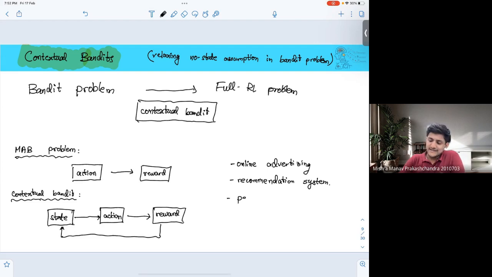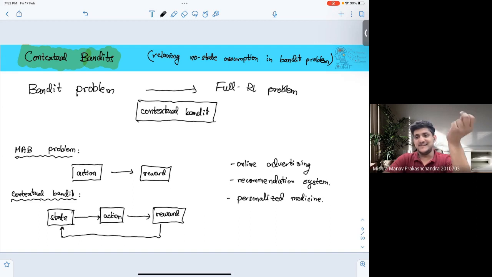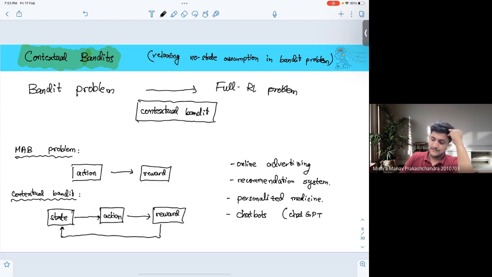One could be, say, personalized medicine. Okay, so for a doctor, each patient is similar to a bandit. Okay, so the doctor wants to cure you. So based on your previous history, your past history, and so on, they'll prescribe you medicine which is apt for you. Okay, so this is another such example. Maybe something like chatbots. Okay, for example, ChatGPT. As you keep on providing it more and more context, it tries to refine its results, right?